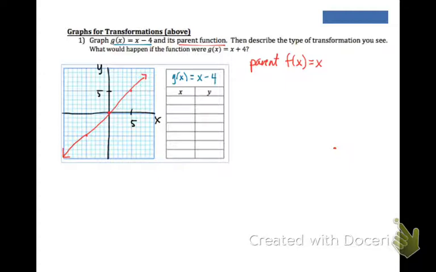I want to see what this graph is doing in the negatives, at 0, and in the positives. So if I plug in negative 5, subtract 4 more, I get negative 9. At 0, I get negative 4, and at 5, I get 1. So I'm going to graph that: negative 5, negative 9, 0, negative 4, 5, 1.